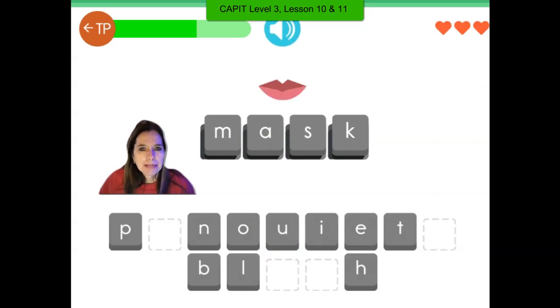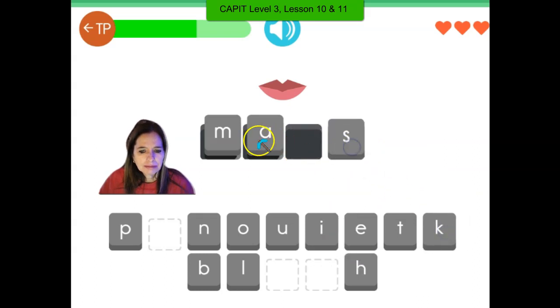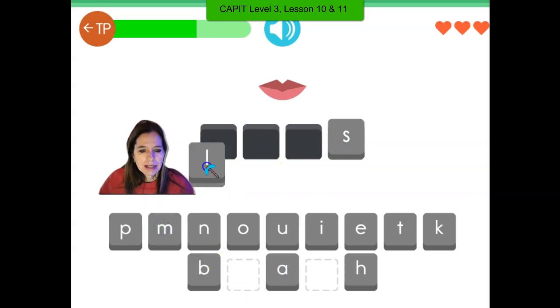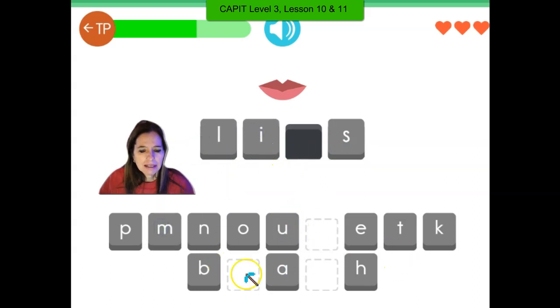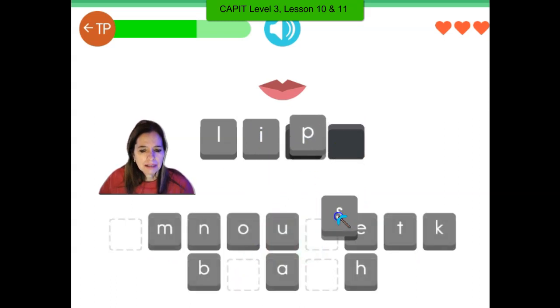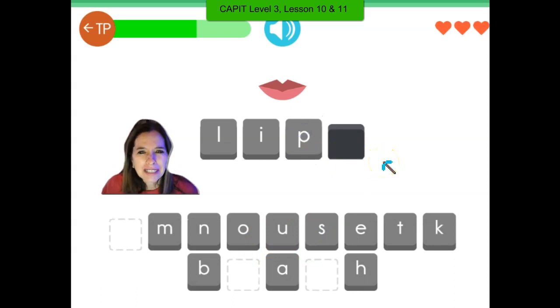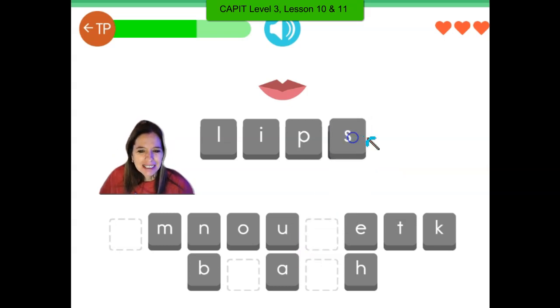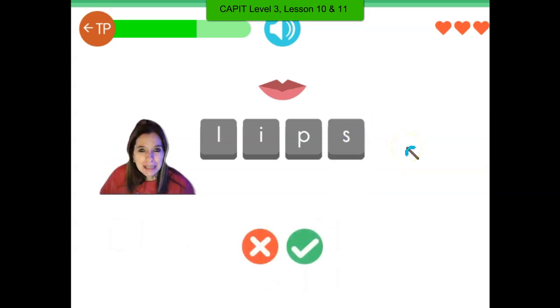Lips. I want to leave it like this for a second and ask you, what is this word that I have built? Blend to read it. Lip. One lip. If I add that suffix s, I now have two lips. That's why our lips are called lips, because we have a top and a bottom. Did you know that?